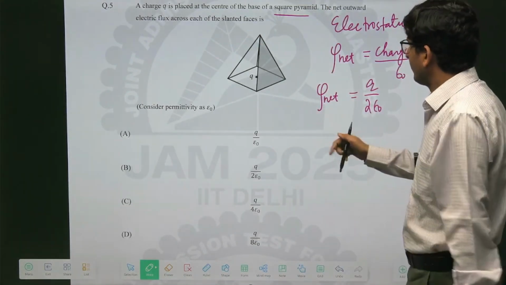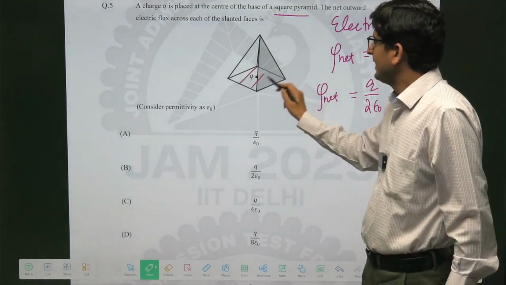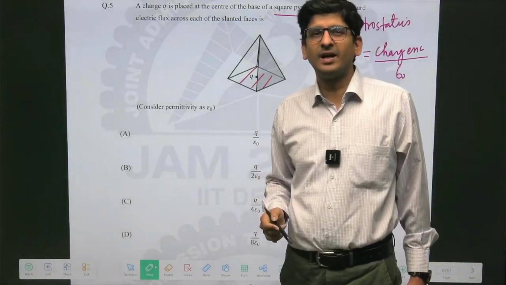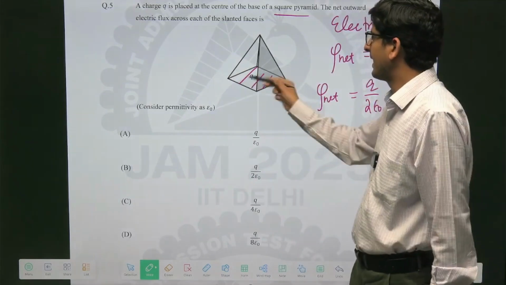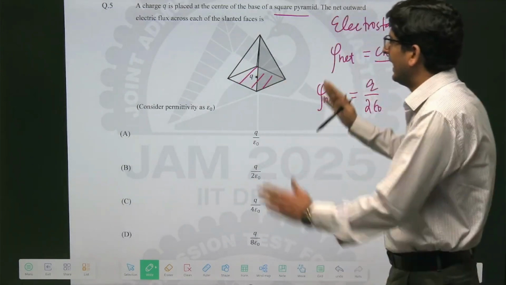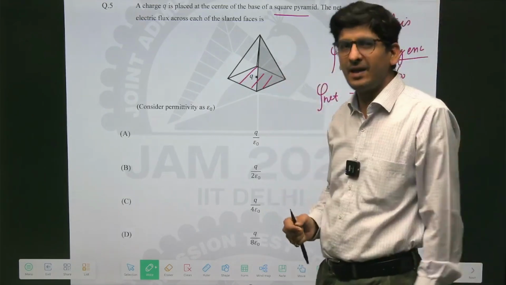So the flux across this base will be 0 because flux is E dot dA. So electric field will be parallel to this face. So no flux because of this. And these four faces will have equal flux.